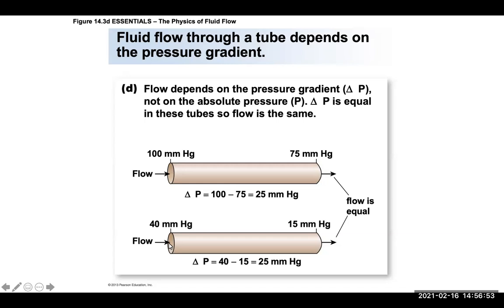In this particular example, you still have the same differential of 25 millimeters of mercury between the left side of the tube and the right side of the tube, but now you have numbers that are different. So instead of 100 millimeters of mercury, you've got 40 millimeters of mercury going to 15 millimeters of mercury. Blood still flows at the same rate from the left to the right. So we're saying that the flow between these two tubes, while their numerical values are different, is going to be equal because it's talking about the change in pressure, right? So the change in pressure is equal, so the flow will be the same.